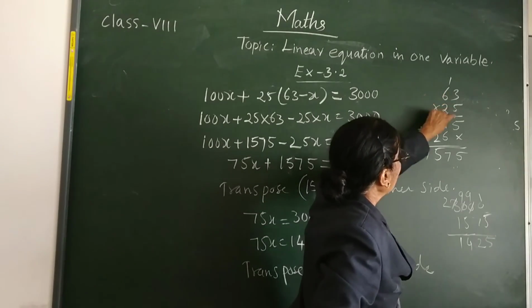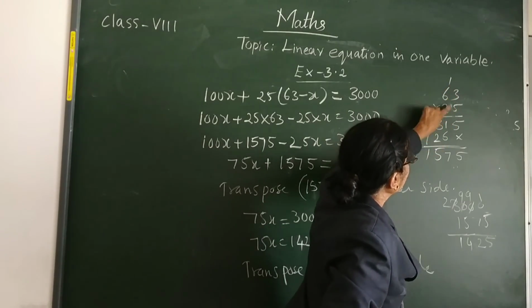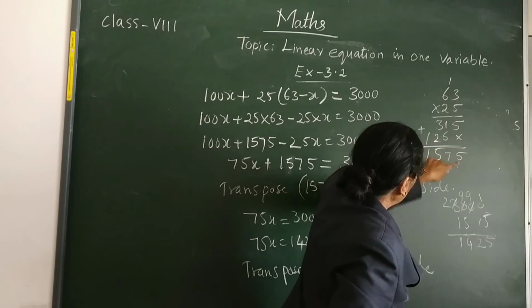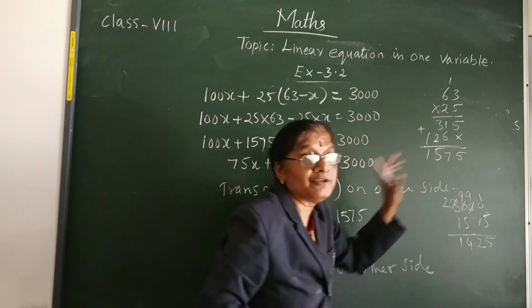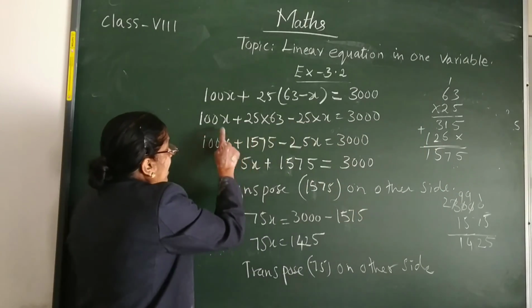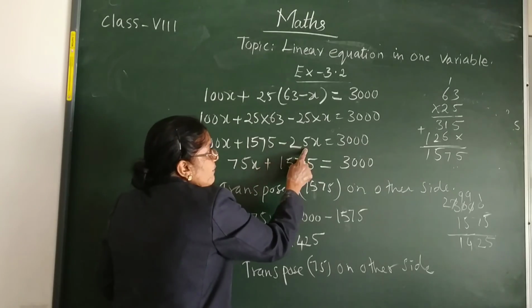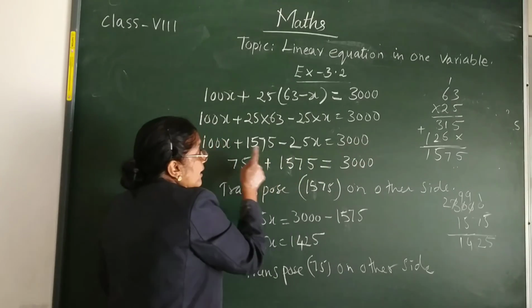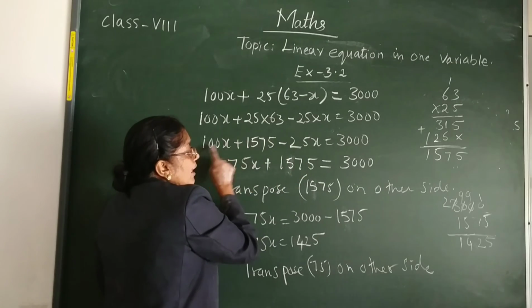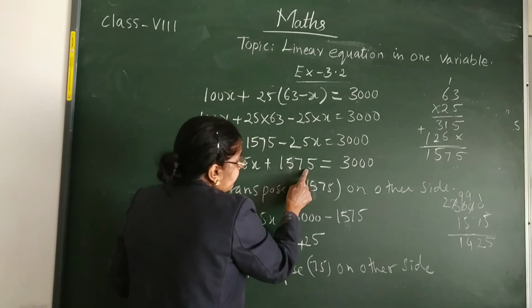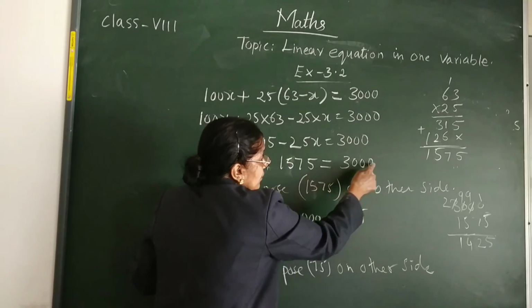Now the multiplication time: 63 into 25. 5 3s are 15, carry 1. 5 6s are 30 plus 1, 31. 2 3s are 6, 2 6s are 12. If you add, you will get 1575. So 100x plus 1575 minus 25x is equal to 3000. Subtracting the like terms, 100x minus 25x is 75x, plus 1575 is equal to 3000.